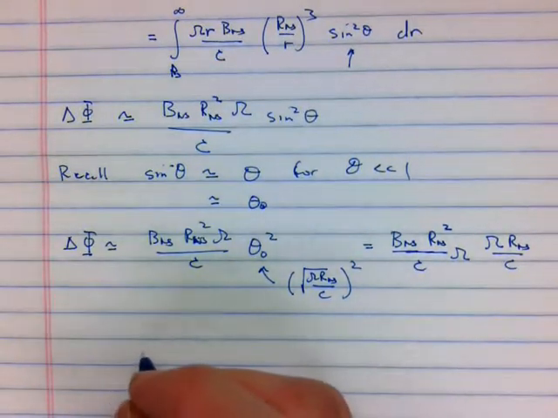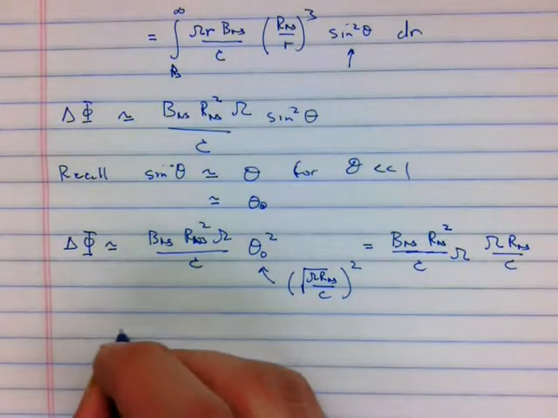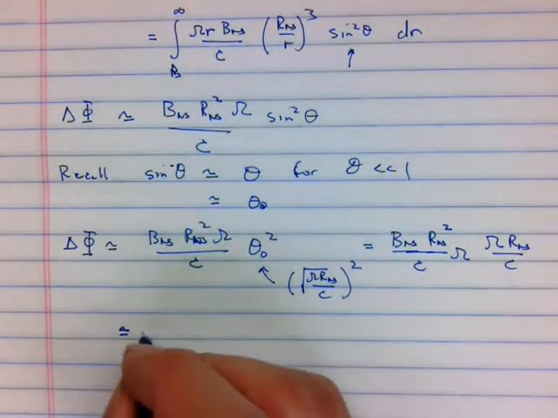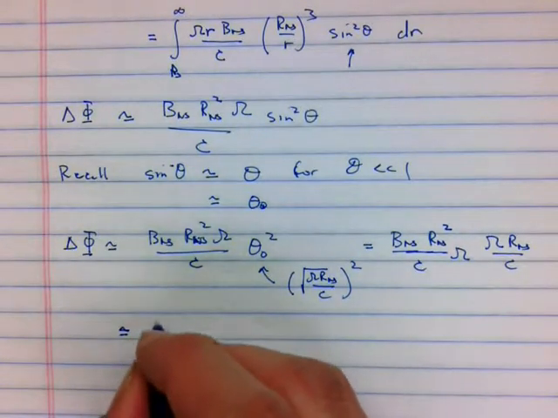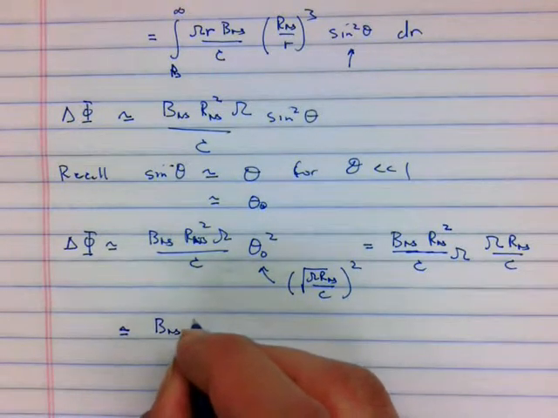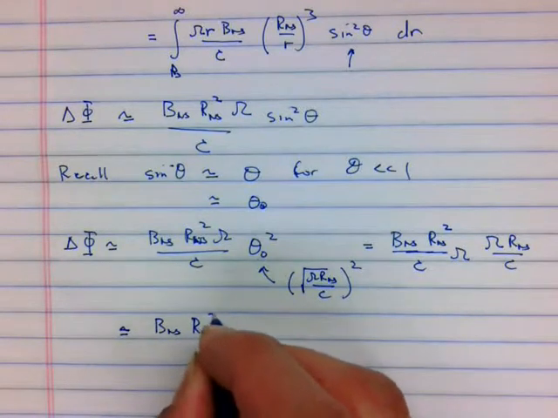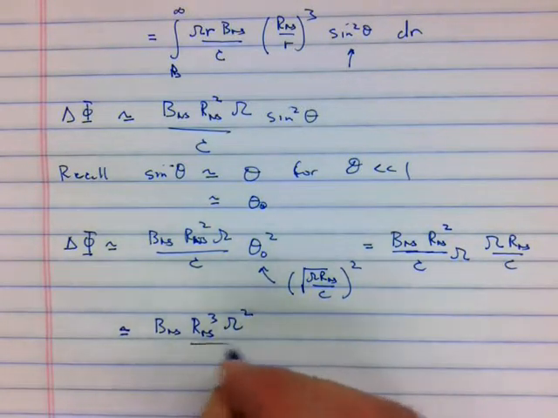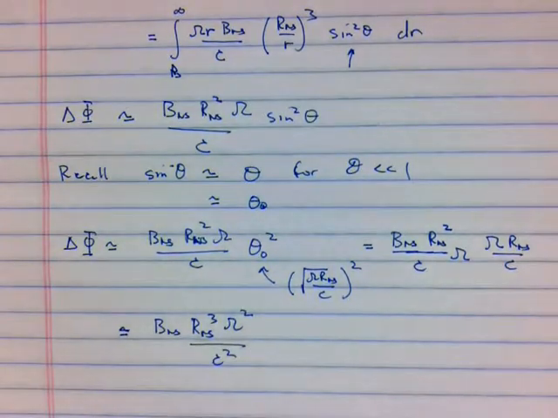Alright, and so the final answer that we get is something simple, not too difficult. Yes, and everything works out. So B_NS R_NS cubed omega squared, what we want, over c squared. Okay, that is perfect. All right, now let's plug in some numbers here.